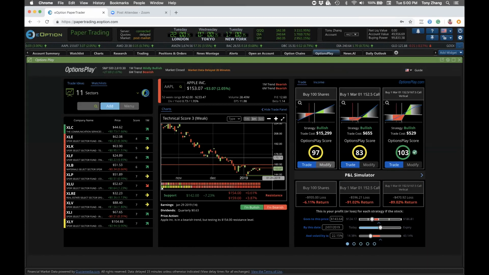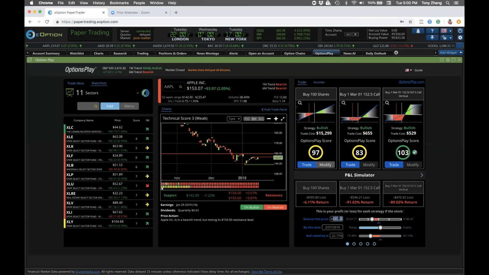Because even if Apple does continue to move lower, let's say the stock does go back down to its previous low around 142. As you can see here, if you bought the stock, you lose $1,100. If you bought the call option, only $616. If you bought the vertical, only $491.